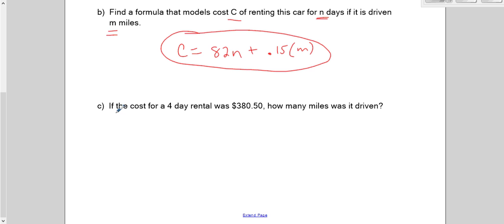And finally, part C says if the cost for a 4-day rental was $380.50, how many miles was it driven? So we're looking for miles. We have our n of 4 days going off of this model, and we have our C. So let's plug in everything. We get 380.50 equals 82 times 4 plus 0.15 times m. 82 times 4 is 328.